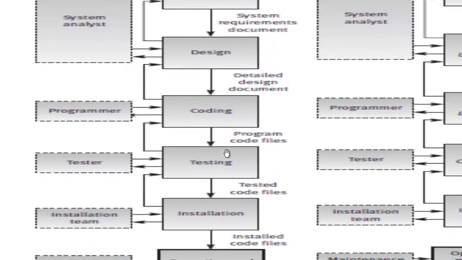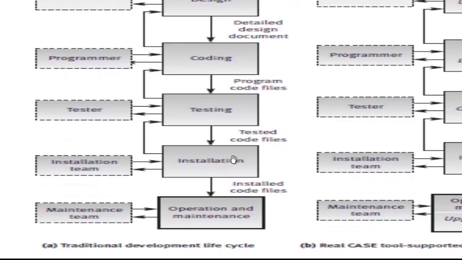Once coding is complete, the module or set of modules will be tested. Testing can be done by the programmer, or members from other teams, or by an independent test group. Then the product is deployed. Once it is installed on the client side, the product enters into the operation and maintenance phase.